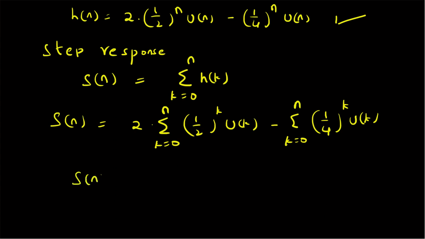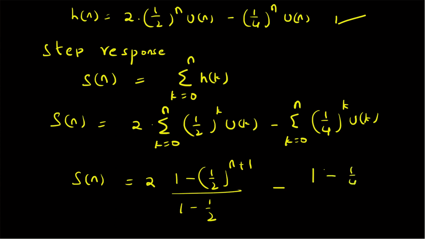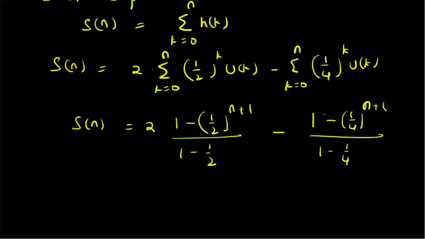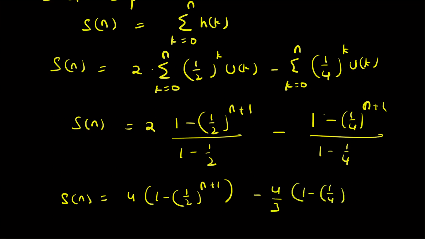So S of n is 2 times the summation k equal to 0 to n of 1 by 2 power k, which is basically a geometric series. So the value is 1 minus 1 by 2 power n plus 1 upon 1 minus 1 by 2. And for the second sum, it is minus of 1 minus 1 by 4 power n plus 1 upon 1 minus 1 by 4. So upon simplification, S of n will be equal to 4 times 1 minus 1 by 2 power n plus 1, minus 4 by 3 multiplied by 1 minus 1 by 4 power n plus 1.